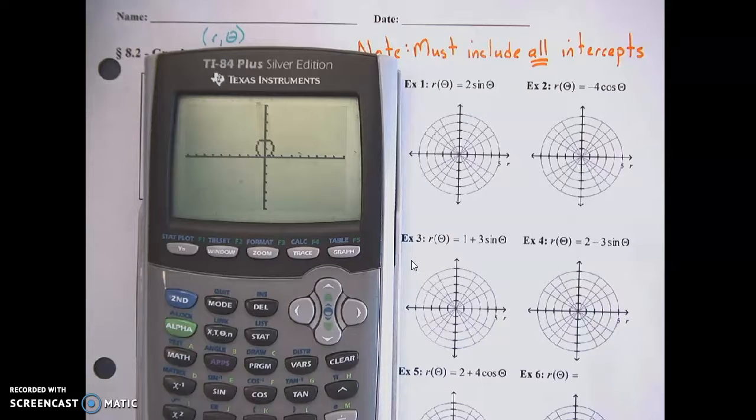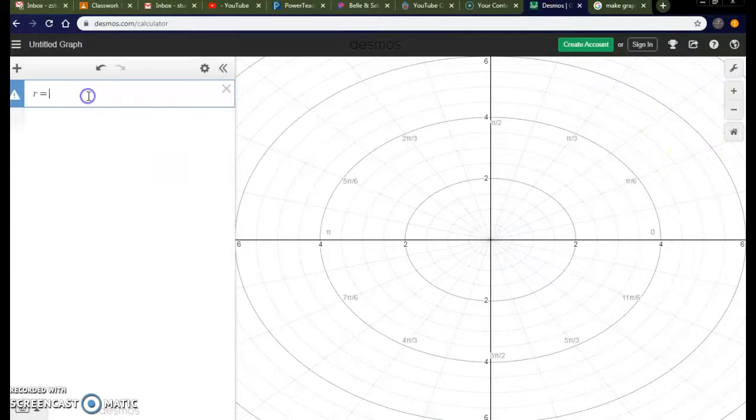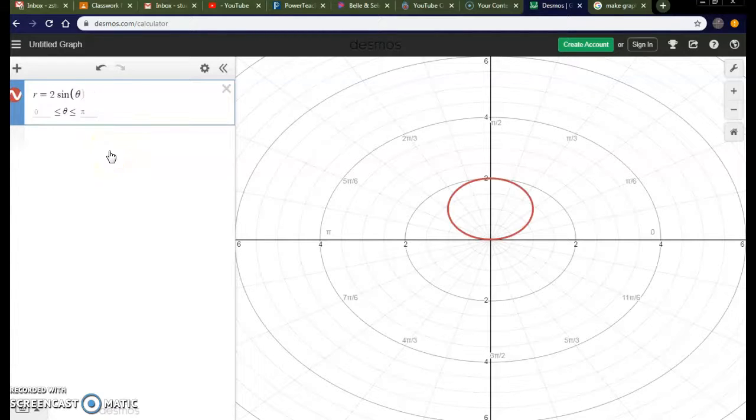So a couple of things that we want to talk about. Well, let's go to Desmos and try that as well. So here I am in Desmos. Now I'm going to type in 2 sine, and then unfortunately I have to type the word theta, T-H-E-T-A, to get the theta symbol. I don't know if there's a better way to do it, but this is the only way I know how to do it. And I always make these from 0 to 2 pi, and you have to type the word pi. All right, and there we go.